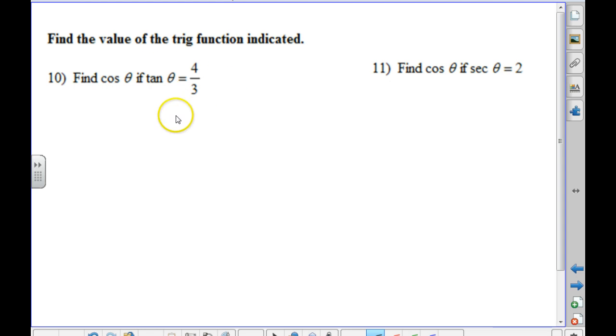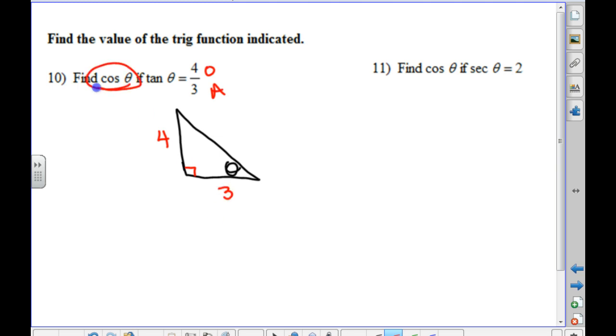This is very easy if you just draw a triangle. Is everybody okay with this one? We draw a little triangle. We say from our angle, wherever it is, the tangent is 4/3, so where should I put those numbers? 4 is opposite and 3 is adjacent. Tangent is opposite over adjacent.